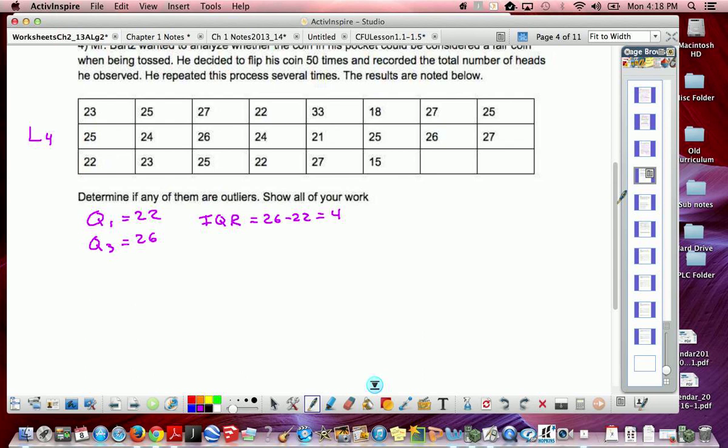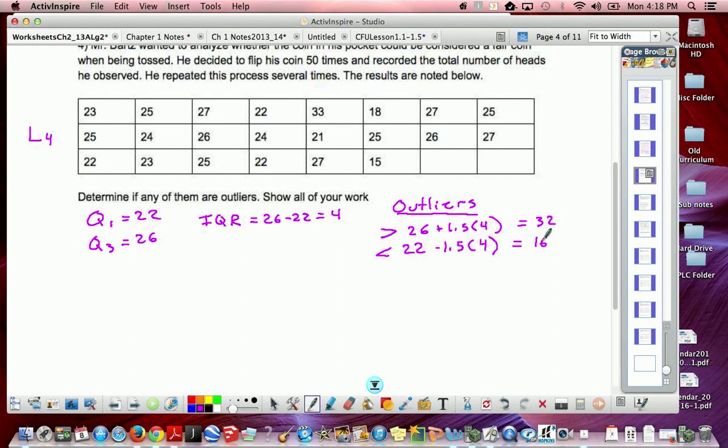So now I want to calculate out my outliers. Again, for my outliers, I'm looking at numbers that are greater than 26 plus 1.5 times 4 and less than 22 minus 1.5 times 4. If I calculate both of these, I'm really adding and subtracting 6. So I'm looking at numbers that are greater than 32 and that are less than 16.